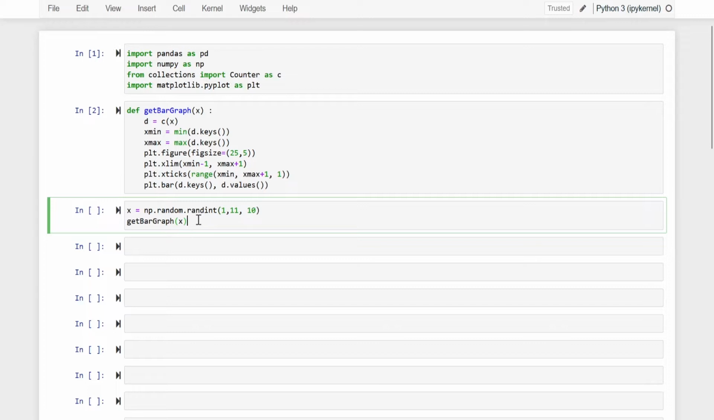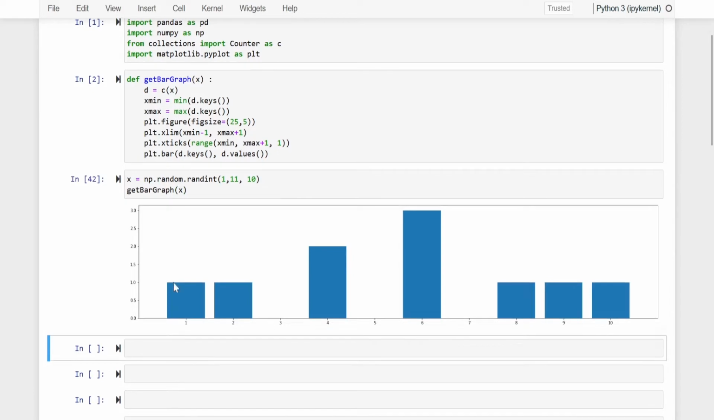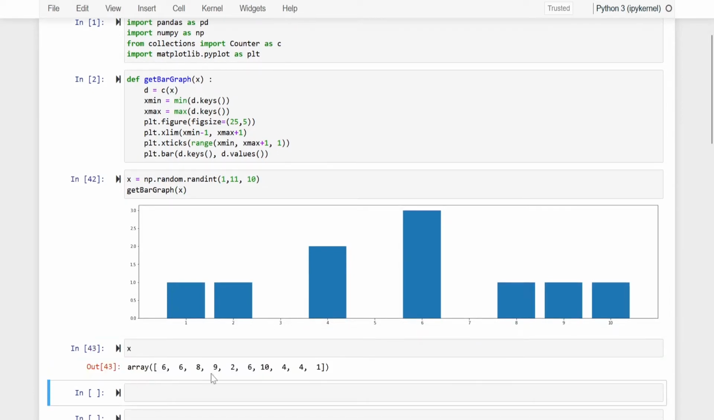And let us invoke this function by passing this data set as an argument. So let us invoke this. Okay, good. So what is going on here? This is the data set and this is the frequency count. 1 is occurring once. So the x-axis is talking about each and every discrete value present in this data set.